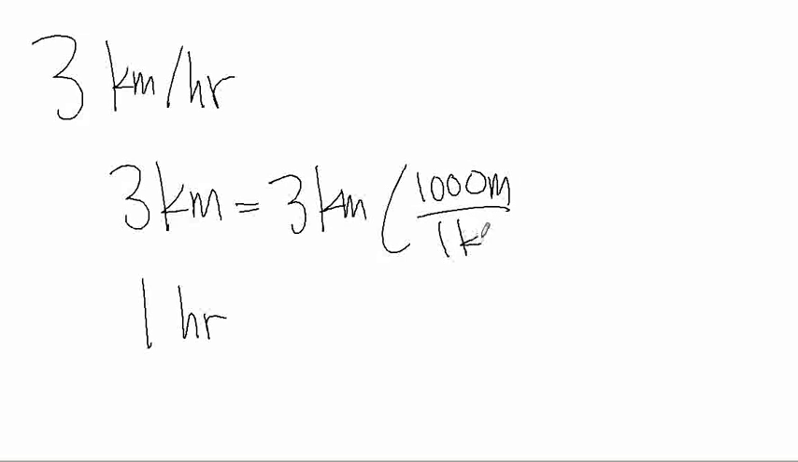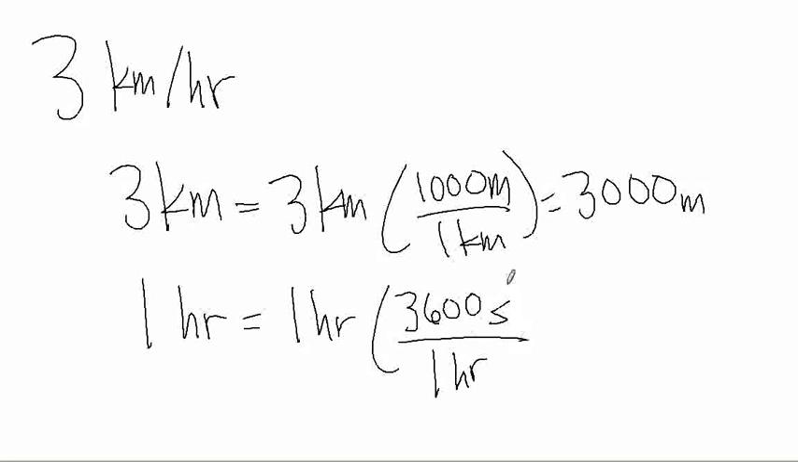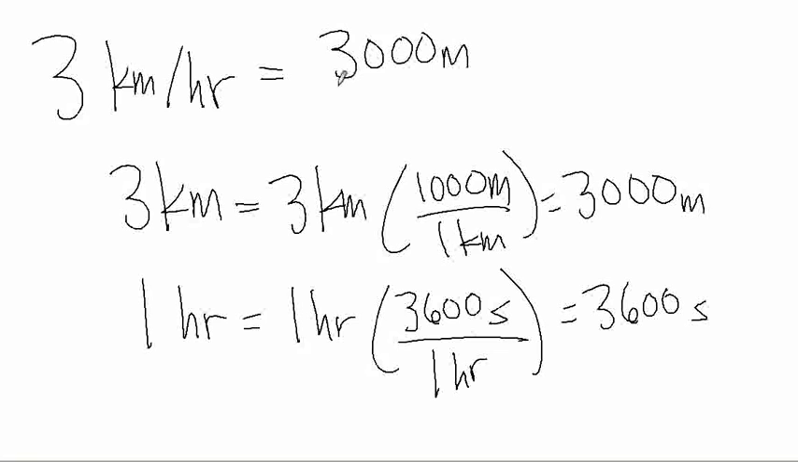Okay, so 3 kilometers, let's convert that to meters. 1,000 meters to 1 kilometer, and so that gives 3,000 meters. 1 hour to seconds, so 1 hour times the ratio, let's do, in an hour there's 3,600 seconds. Okay, so 3,600 seconds to 1 hour, and that gives 3,600 seconds. All right, now that you've dealt with each unit separately, now you can get an equivalent rate. So 3 kilometers per hour is equivalent to 3,000 meters to 3,600 seconds. All right?